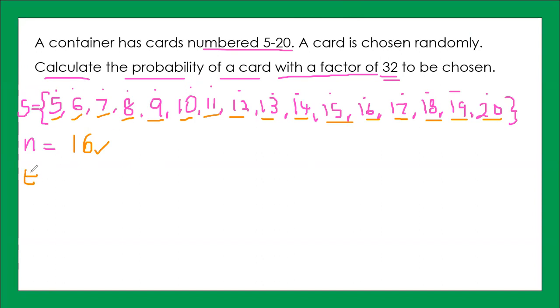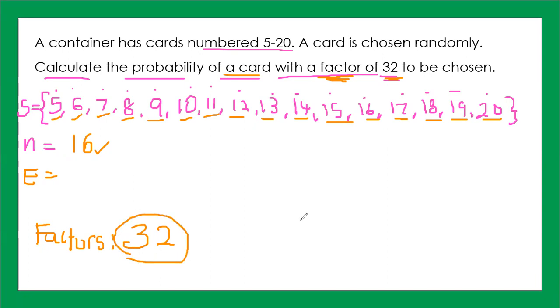Now my event is what? I want to pick out a card. I want to find the probability of a card, but it has to be a factor of 32. Guys, this goes back to some mathematical knowledge of yours with regards to factors. Do you remember what factors are? Factors are numbers that you can divide with. For example, 32 can surely be divided by 2. We start with that. Okay?